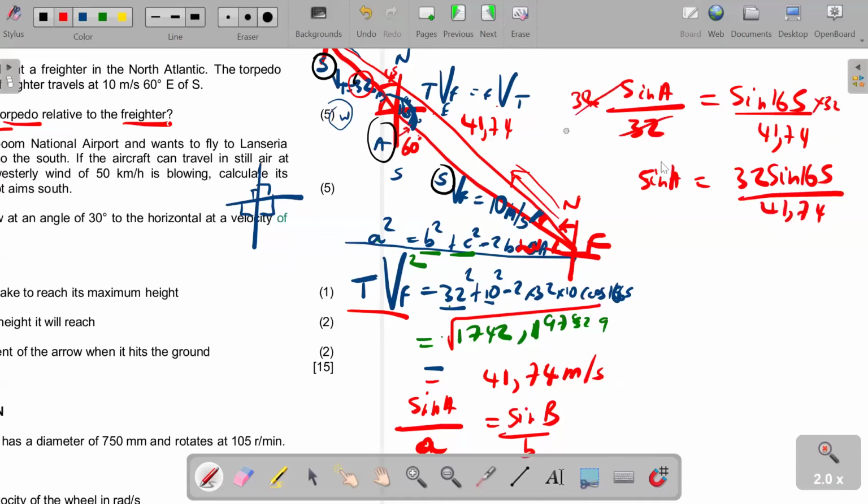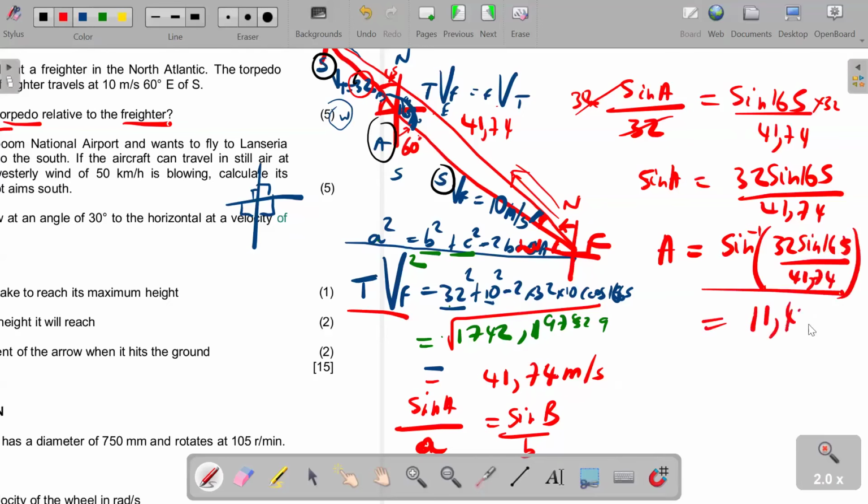So let's not waste time. Remember, to make sine A the subject, it means, therefore, A is equal to arc sine of what? Of 32 sine 165 over what? Over 41.74. There we go. So what do we get here? We get 11.445 degrees. Where is that 11.445 degrees on our diagram? Remember, we said our quest right now was to find this angle. We just got it. This is the angle that we have just determined right now. This is our 11.445 degrees, right?